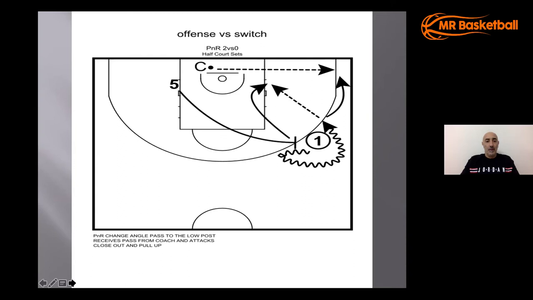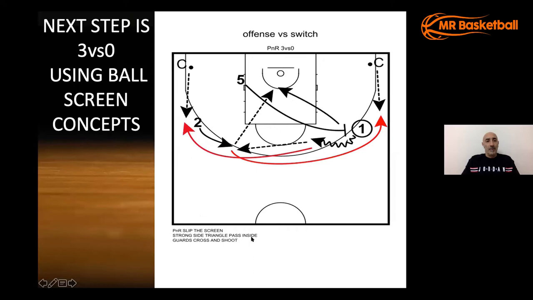So now we're moving to the three against zero using the ball screen. We have two guards and one big guy. We need two coaches at the corner. So on every concept, we execute with all three players. We don't want to run a three against zero drill where only one player gets the benefit of executing with the ball in his hands. So we put two coaches at the corners.